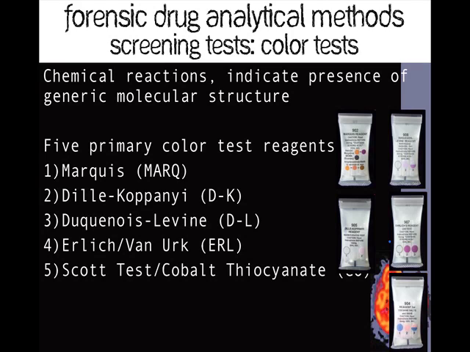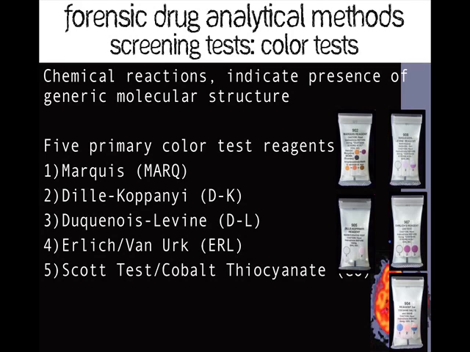Another method is the color test. These are chemical reactions that provide information regarding the structure of the substance being tested. Certain compounds or classes of compounds produce distinct colors when brought into contact with various chemical agents. The five primary color test reagents are Marquis, which turns purple in the presence of heroin, morphine, and most opium derivatives, and turns orange to brown when mixed with amphetamines and methamphetamines.